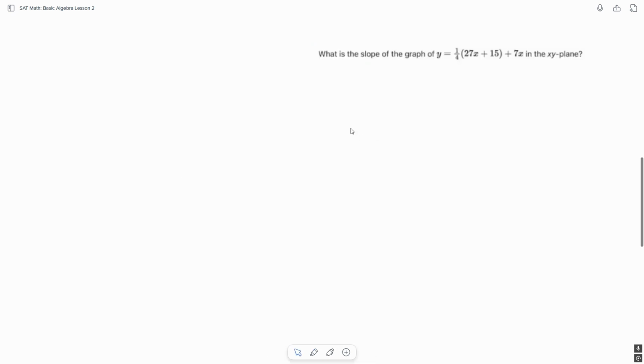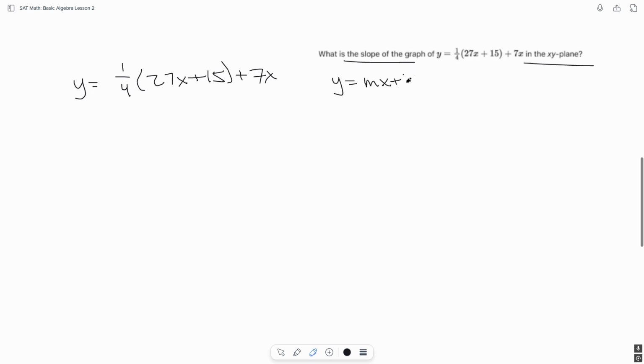Okay. This is going to be one that applies the formula of a linear graph. So we'll have y equals 1/4 27x plus 15 plus 7x. So if we want to find the slope, we're going to need to make it look something a little bit like this, right? And how do we do this? We combine like terms, right? Hopefully you guys knew that.